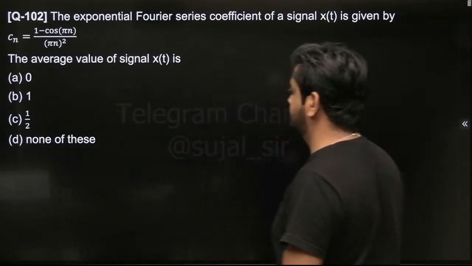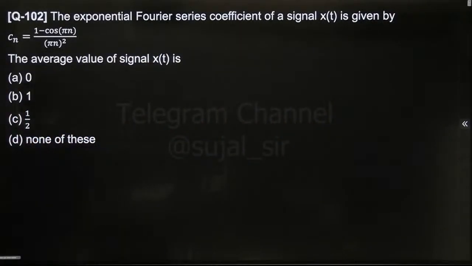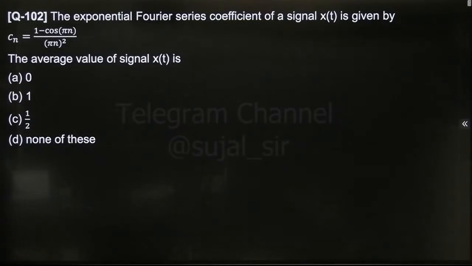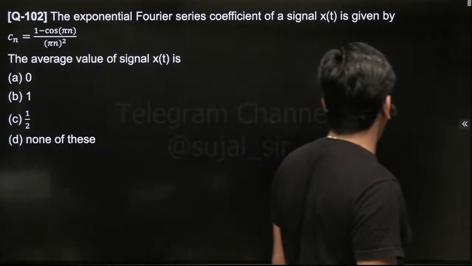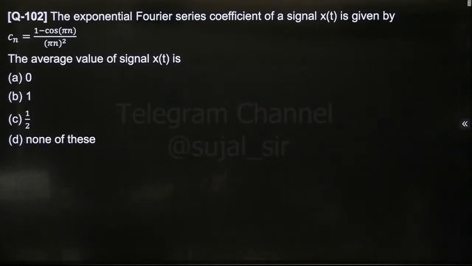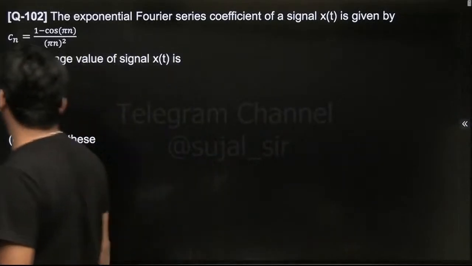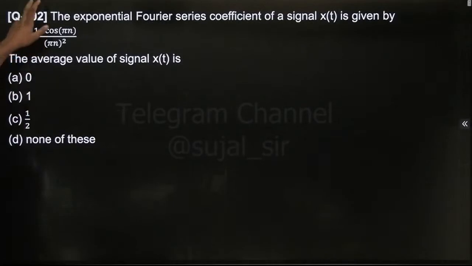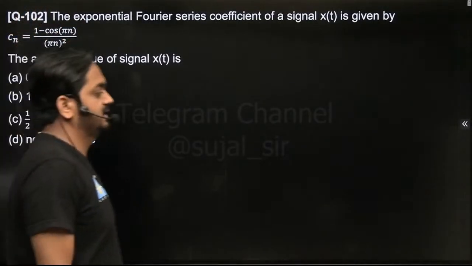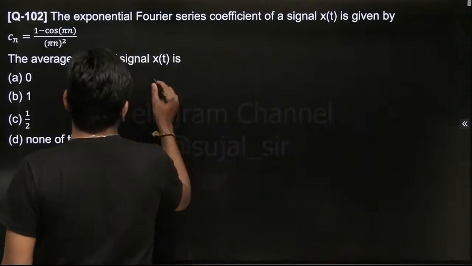Now the next question is the same as the previous one, a common data question. The exponential Fourier series coefficient of a signal x of t is given by Cn is equal to 1 minus cos pi n by pi n square. The average value of signal x of t is dash. They are asking for the average value.